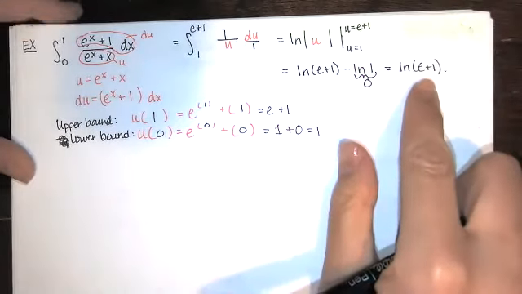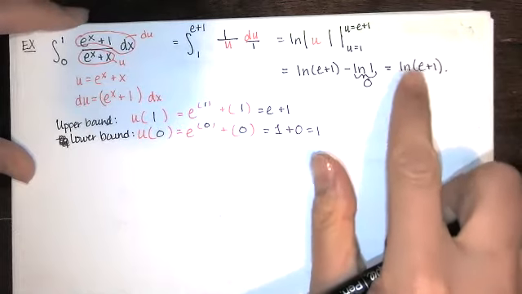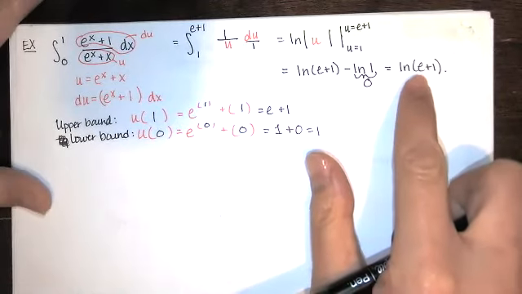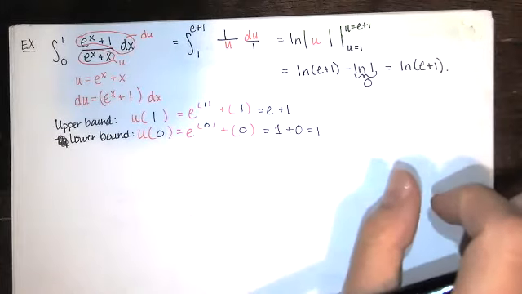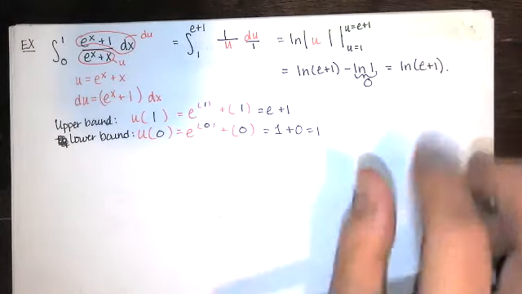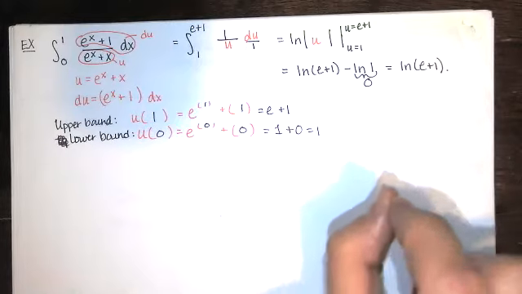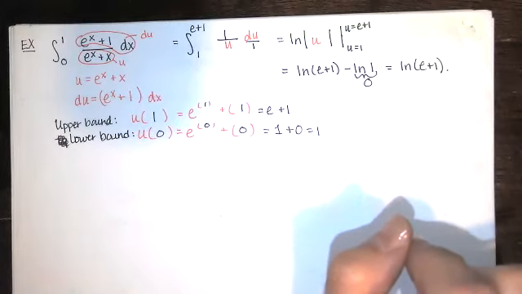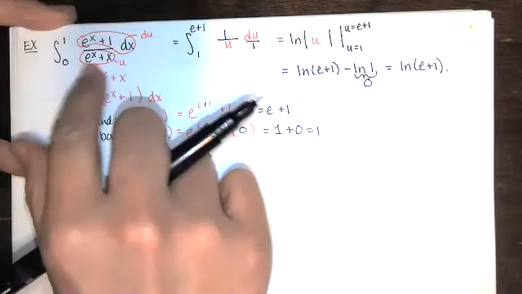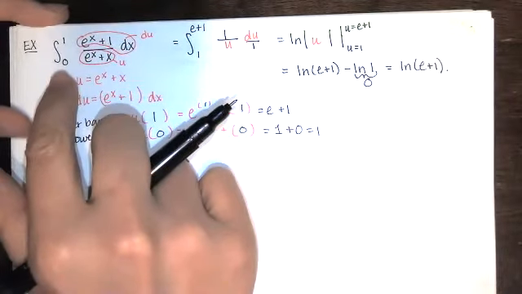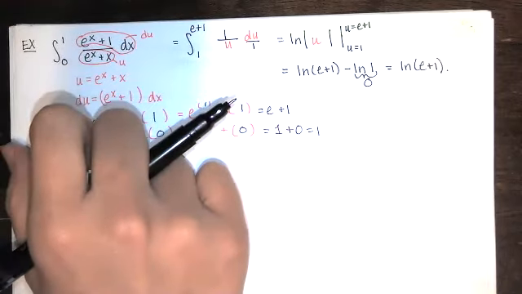So we get natural log of e plus 1. And even though it doesn't look like it, that's actually a number. This is natural log of about 2.7 plus 1. So this is natural log of about 3.7. If we type that into our calculator and hit equals, it will give us a numerical approximation of that. So that is an area under the curve between this function and the x-axis from x equals 0 to x equals 1.